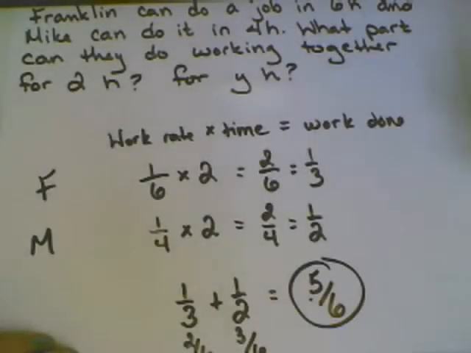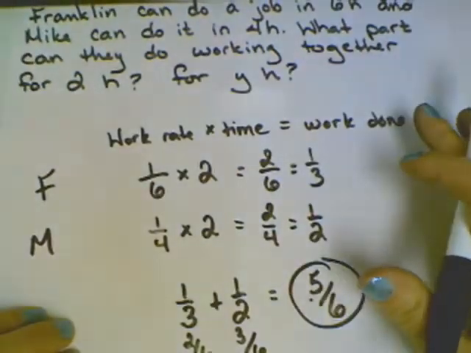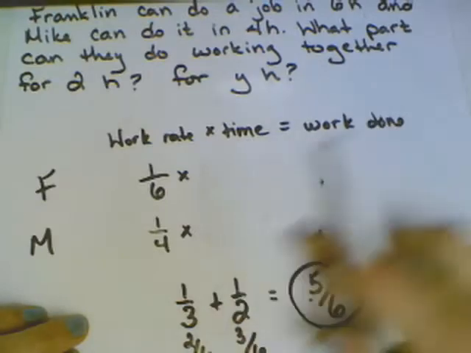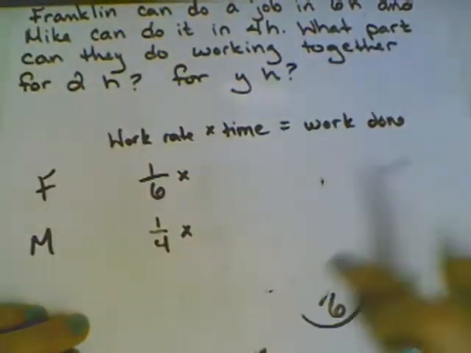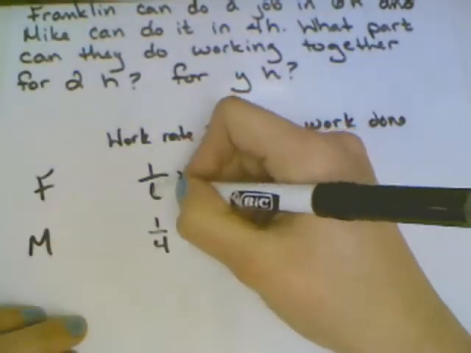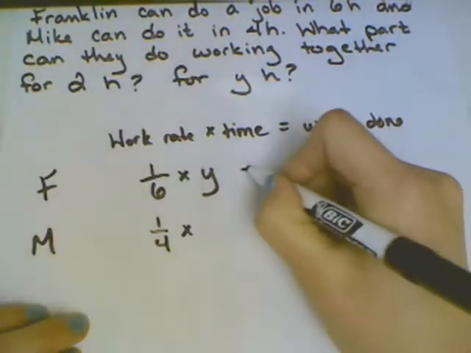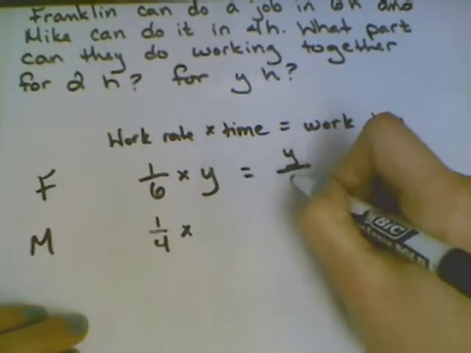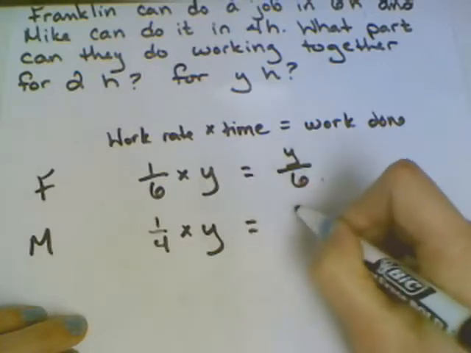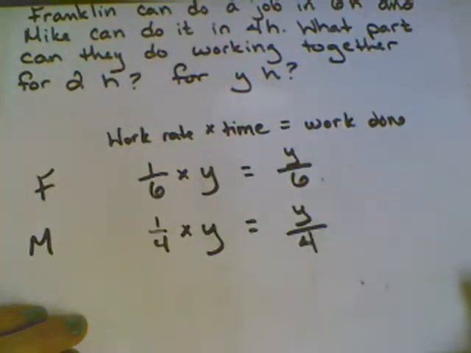Now we have the same problem again, but we want to figure it out for y hours. So what changes in everything that we just did? Well, instead of 2 and all of the answers that we got for 2, I'm going to use y instead. So Franklin has a work rate of 1/6 and he works for y number of hours. That makes the work that he gets done y/6. Mike has a work rate of 1/4 and he works for y hours. So the work that he gets done is y/4.